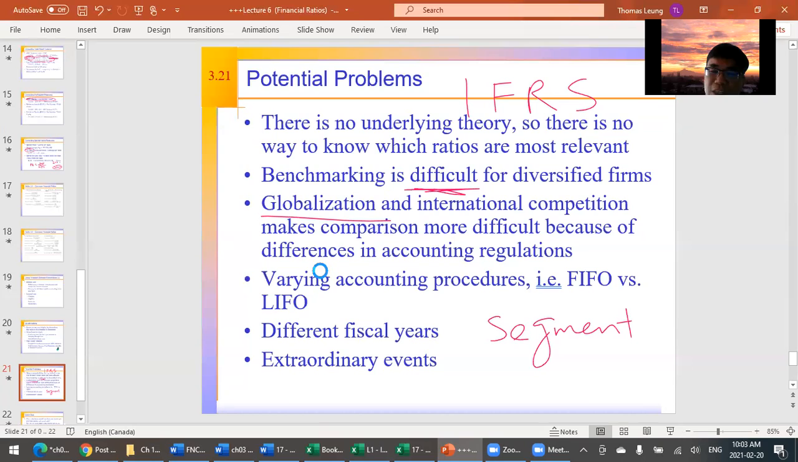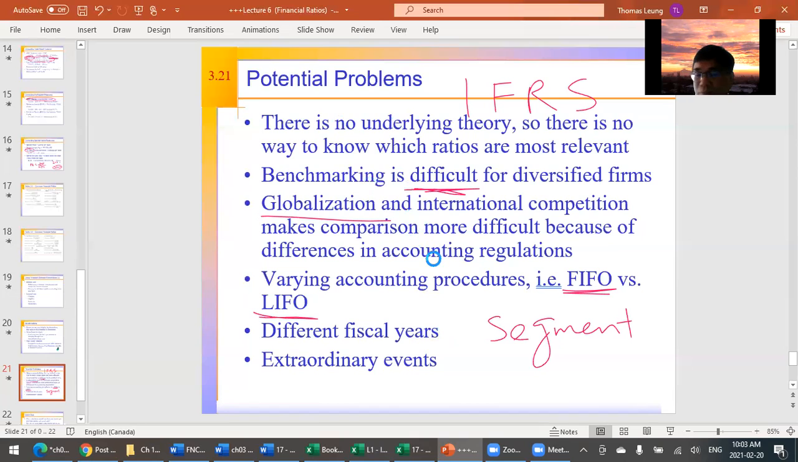Right? Another thing that you need to pay attention to is that sometimes we are using different accounting methods, just like first in, first out and last in, first out. Or when you calculate depreciation, you might be using different depreciation methods. So these are the potential problems that you might need to face.